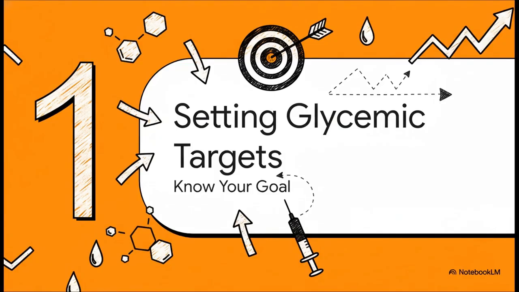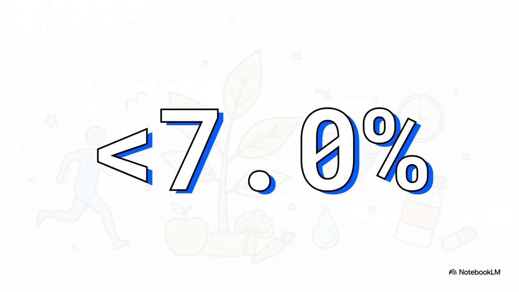So before you write a single prescription, you have to ask yourself, what is my target? The very first step always is to set a clear and, really importantly, an individualized glycemic goal for your patient. Now, for most non-pregnant adults with type 2 diabetes, that goal is going to be an A1C of less than 7%. So why that number? Well, it's really the sweet spot. It's where the evidence shows we get a major reduction in the risk of microvascular complications. Damage to the eyes, kidneys, and nerves, without pushing the risk of hypoglycemia way too high.